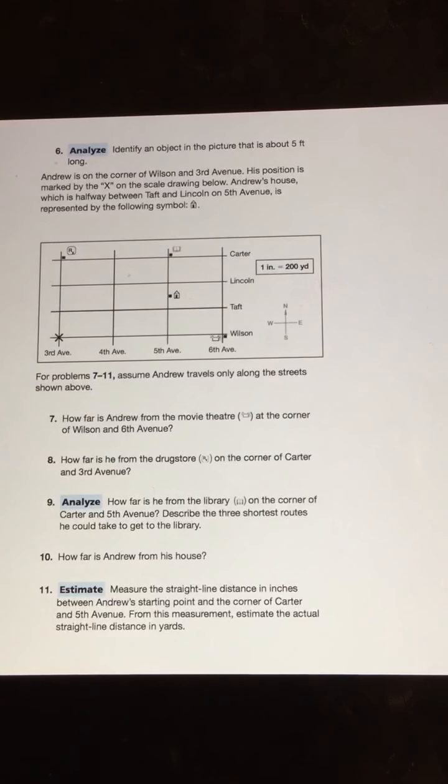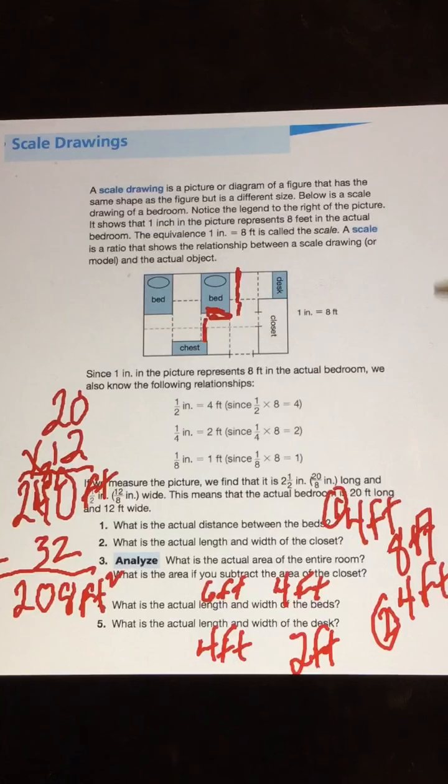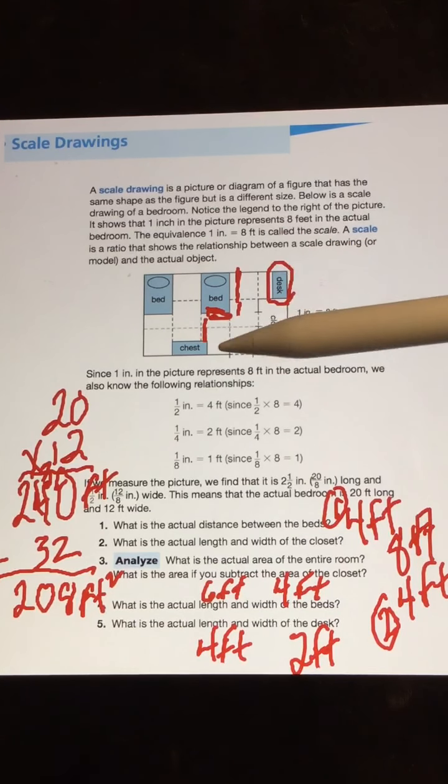All right, in our next section, we are looking at a map. So identify an object in the picture that is about, we have to go back for this question. Identify an object in the picture that is about 5 feet long. Oh, I was measuring the wrong thing. The desk is right here, 4 feet by 2 feet.